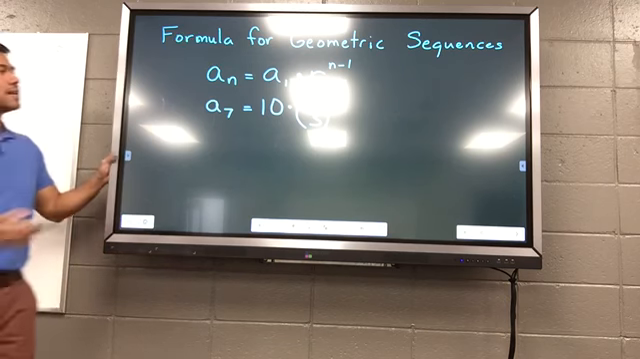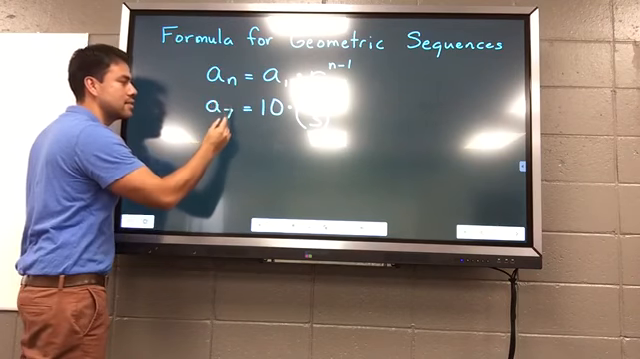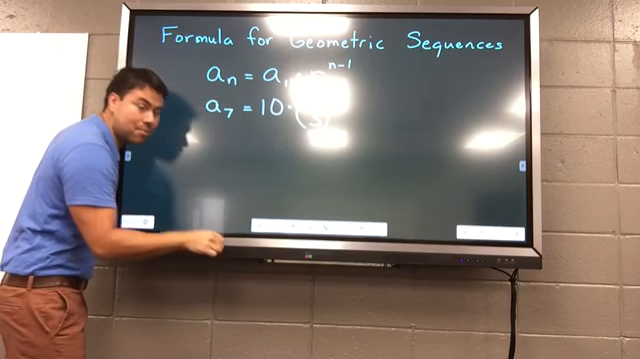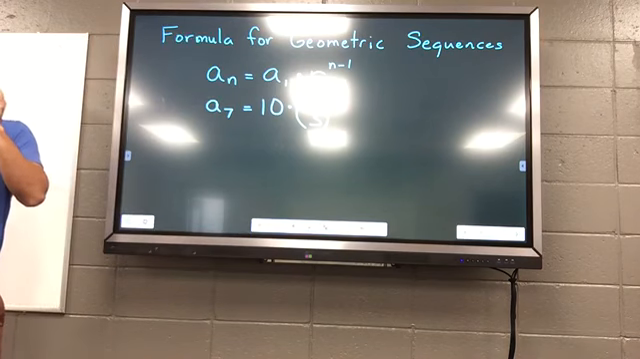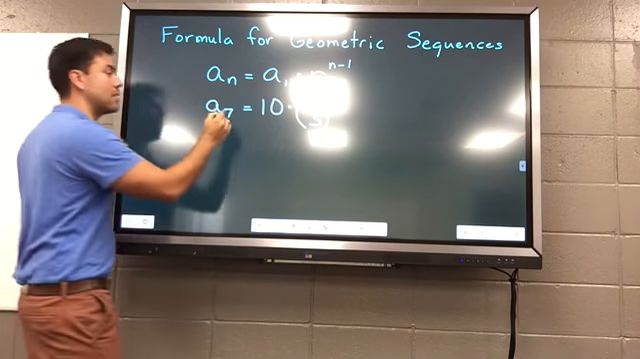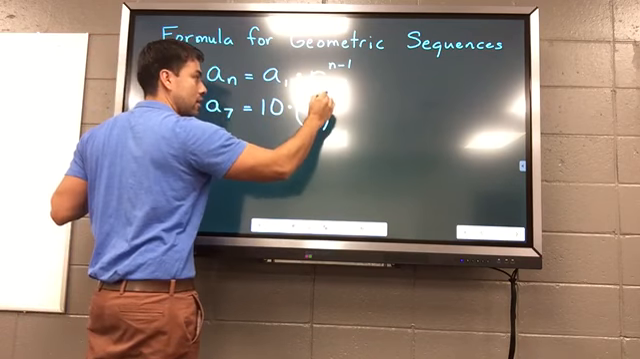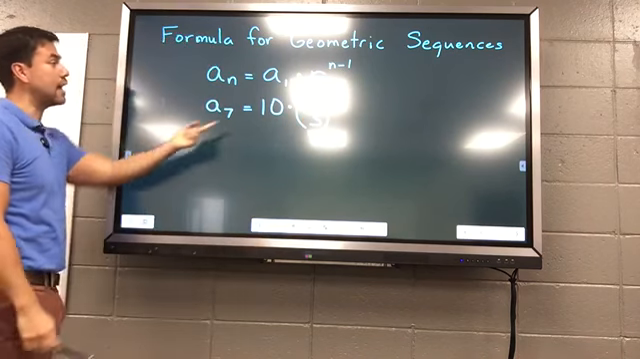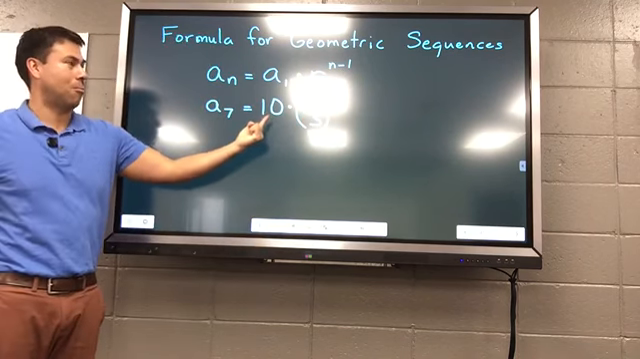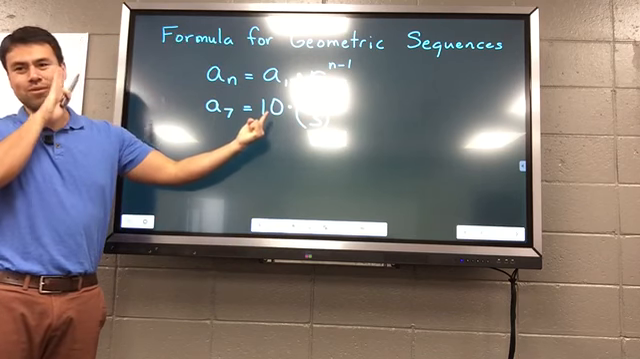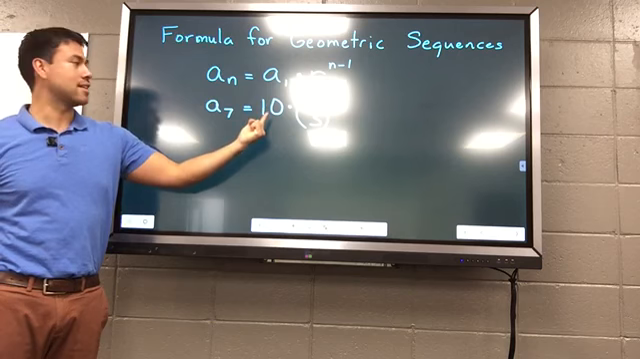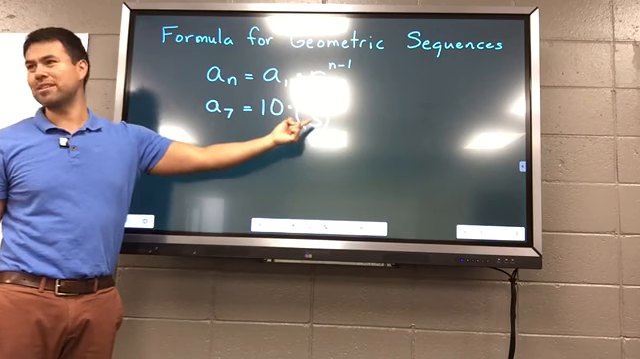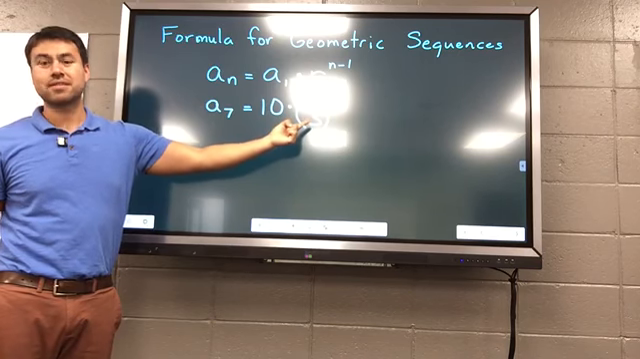Okay. What did I replace n with? 7. Why 7? Because I asked for the 7th. So I replaced n with 7 here and here. And what is 7 minus 1, by the way? So that's how I have 6. How did I get that 10? What was the first term in the sequence? 10. Where did we get the 1/3 from? That just magically appeared. It's that common ratio.